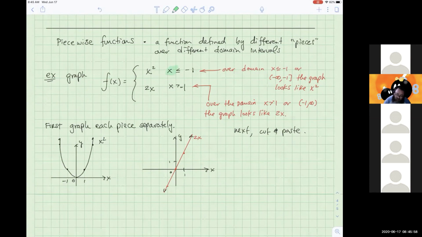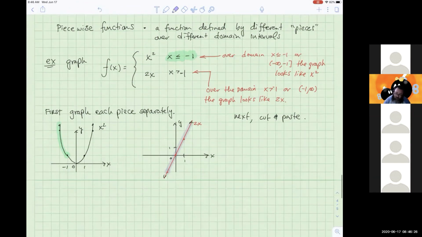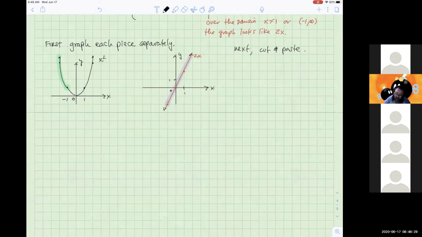So according to this domain here, we only want to use the parabola if x is less than or equal to -1. Well, here's where it's equal to -1, and this is the portion of the curve where x is less than -1. And on the red curve over here, here's where x is equal to -1, and this is the portion where x is greater than it. So what we're going to do is cut and paste here, and then we're going to join them together.